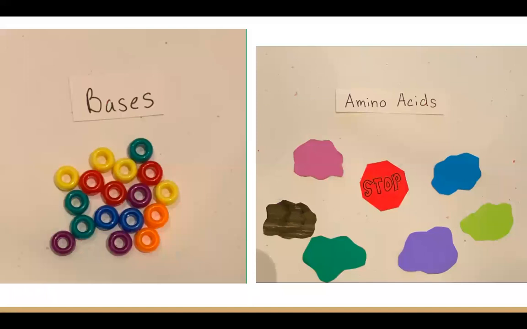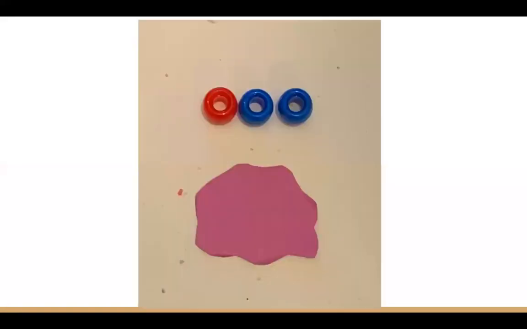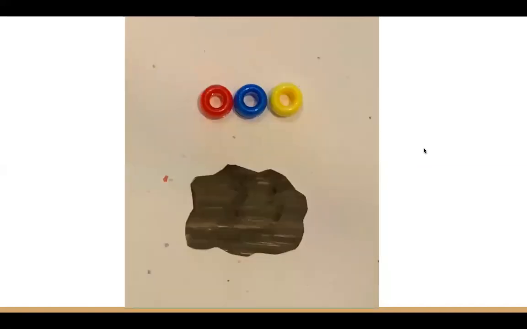Let's break down what we just learned with color beads and construction paper. These beads are going to be our bases, and the color blobs are going to be our amino acids. First, I will demonstrate missense mutation. 3 beads, red, blue, and blue, come together to form a group. This group of 3 mixes to create a purple blob. However, when one of the blue beads is changed to yellow, the beads all mix to create a different color blob that is brown instead of purple.